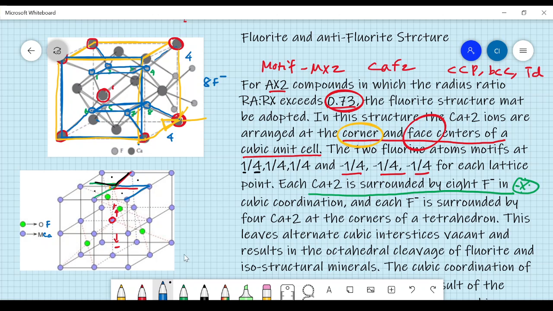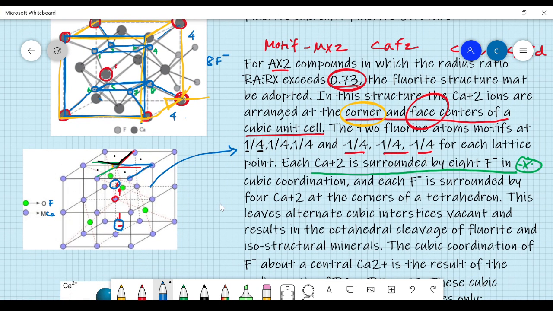In this tip, forget about this diagram. I wanted to mention the plus and minus signs there, and why they are there. Each F atom is surrounded by 4 Ca2+. So you can see that a calcium atom is surrounded by 8 fluorine atoms, and each fluorine atom, suppose this is your fluorine atom, is surrounded by 1, 2, 3, and 4. So these 4 are the calcium atoms there.